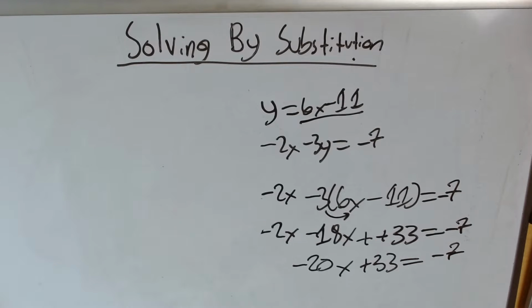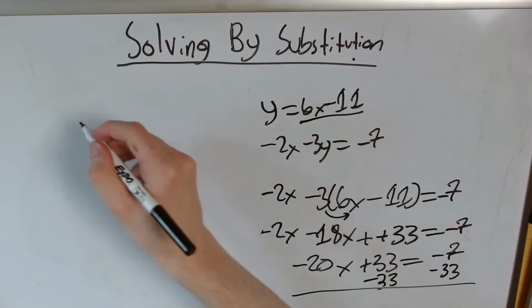Once again, I have what looks to be a multi-step equation, and I know the strategy for that. First, I subtract to get rid of addition. I'm going to do it here.